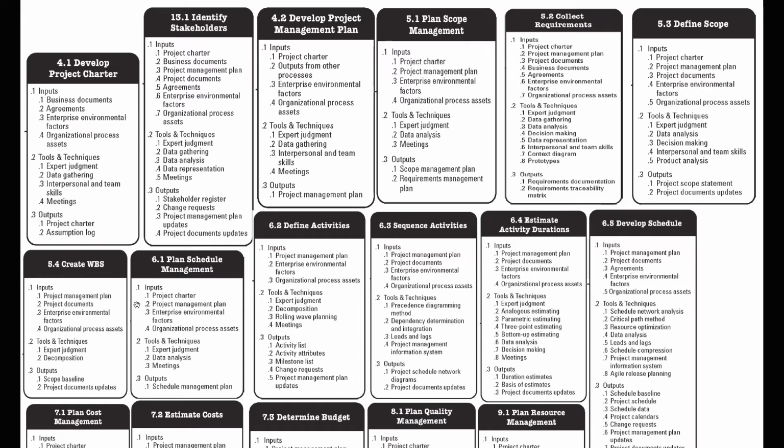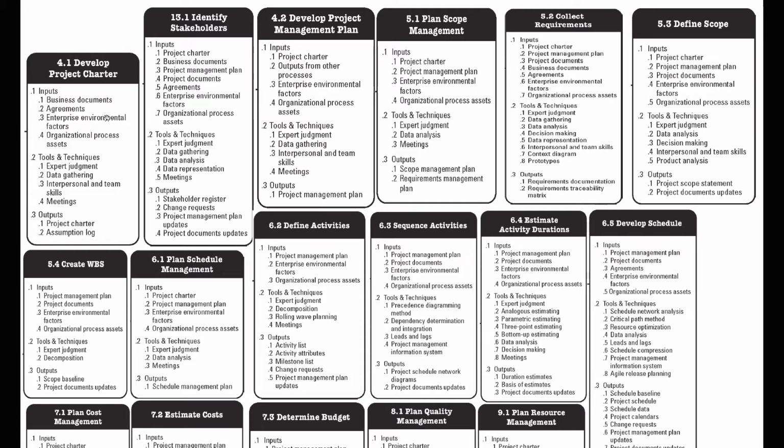What is the second thing we can do? We have learned that the process name will always provide you a hint for the output name. The process name is develop project charter, so the output will be project charter. Identify stakeholders, stakeholder register. Develop project management plan, project management plan.